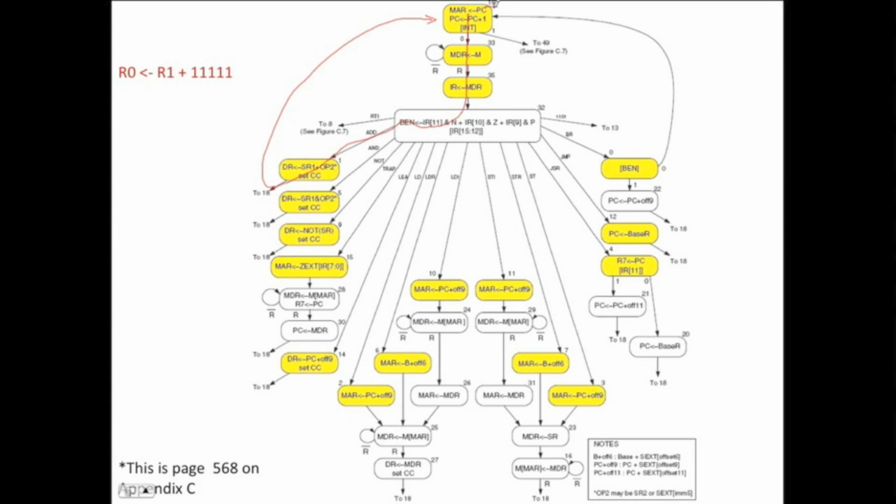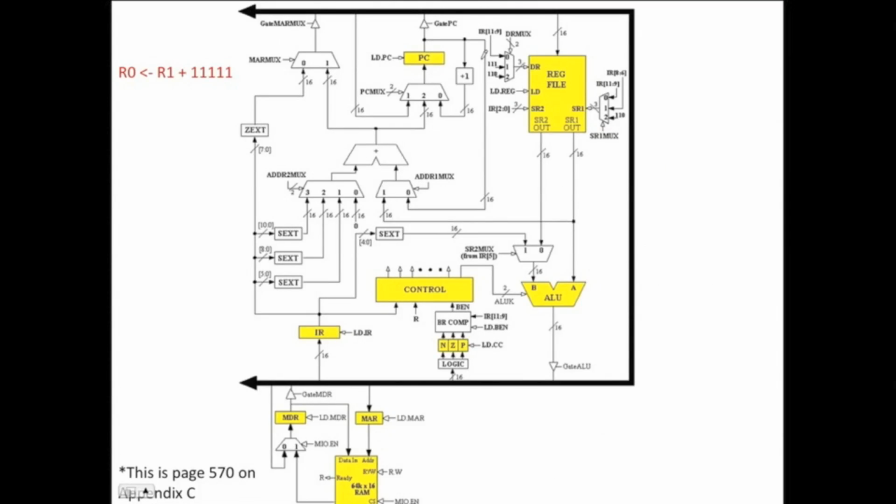So let's check state 18 in the datapath. First of all, the PC gets stored into MAR. The PC is here. MAR is down here. To do that, the PC needs to go this route, so GatePC needs to be opened, which means it's set to 1. Data will follow this path down and this way and down here. LD.MAR needs to be 1 so that the data will be loaded in here.